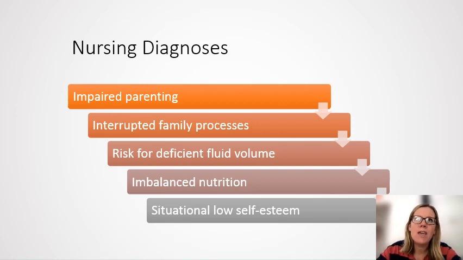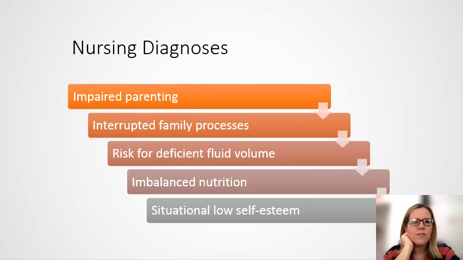We may not be talking chronic hospitalizations. You know, these can be acute problems. So these acute problems can be emergency situations. It can be a cause for concern, a cause of alarm. So this may result in impaired parenting. Interrupted family processes as well kind of goes hand in hand with that.